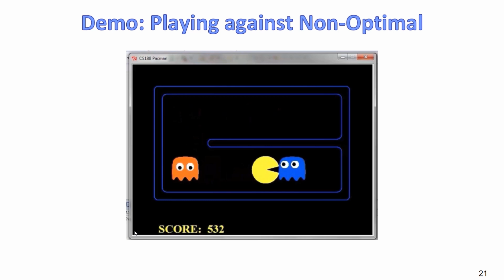So the point here is that the strategy of the agent will be different knowing something about the opponent. If I know that the opponent is optimal, my strategy will be different than my strategy if I know that the opponent is not optimal. With that, I think we ran out of time.